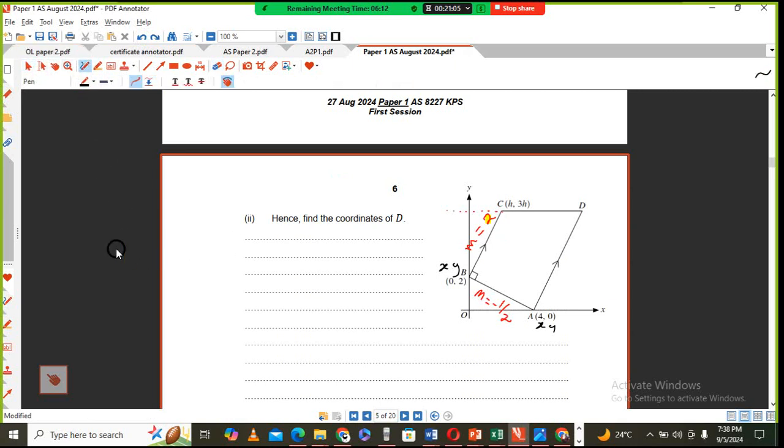Okay. So we want the coordinates of D. So what do we know? We know that h is 2 from our previous work. And so the coordinates of C is 2, 6. Does that make sense? Yes, sir. And because the y value is 6, then this one will have the same y value. So in a nutshell, you have something x, but you have a 6 here. Yes, sir. Does that make sense now?